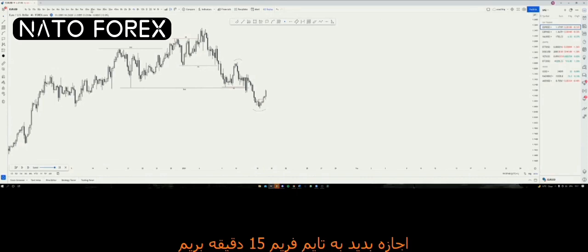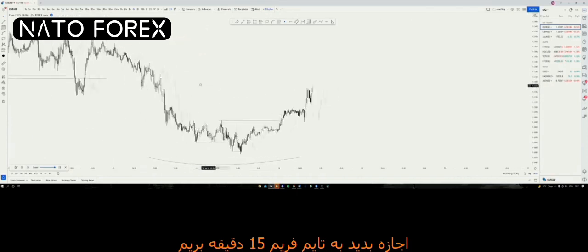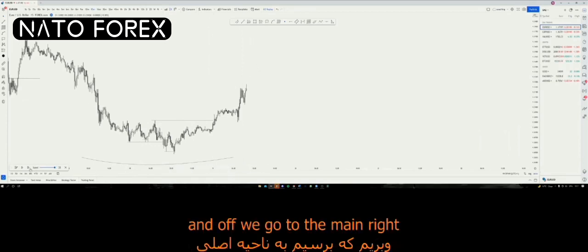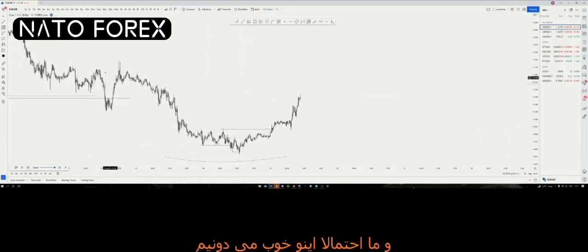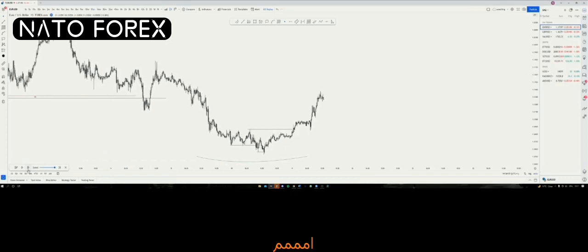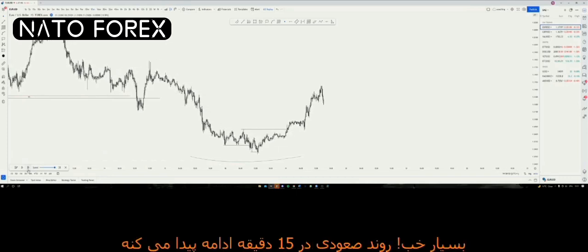And let's just go back on the 15M. Right, and as you can see, we pull back to just below the break of structure, and off we go to the moon, right? And we know that likely, because of all the other things we know, like this liquidity is the target, etc. So yeah, cool. Then we continue bullish on 15M.